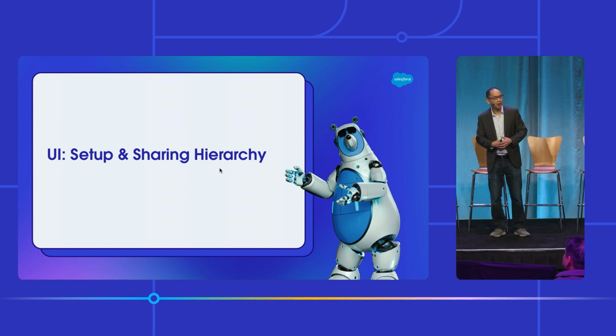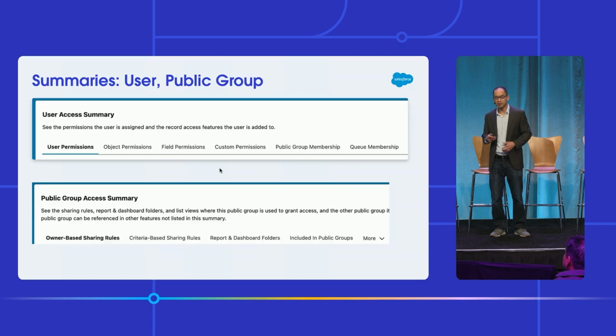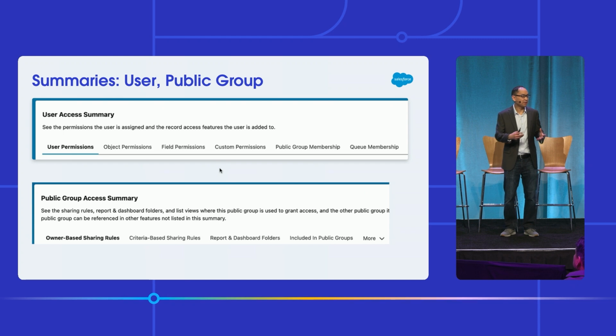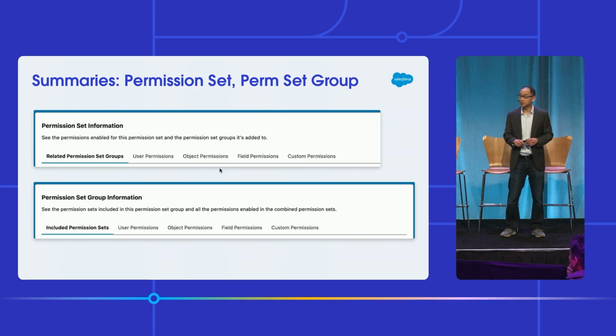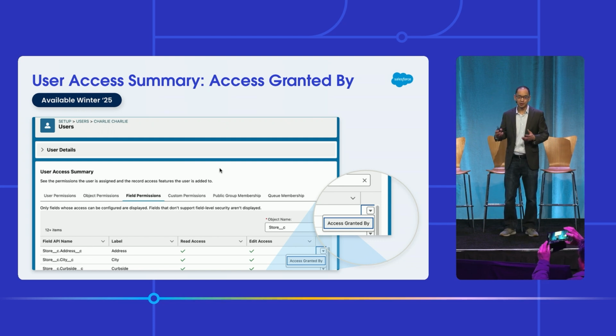Now, you might be telling me, well, I don't have an agent in my org yet, so I still need to troubleshoot. So what do I do? We also have various features here. Many of you probably have seen them, but if you haven't, I highly encourage you to try these out. Various summary pages. So we added one for user access summary, which you saw. Public group access summary. We also have permission set group summaries, and we keep trying to iterate based on your feedback. One of my favorites was this access granted by. This was available in Winter 25, so last October, and it's a row level action, and it tells you the reason why someone has the access that they do.